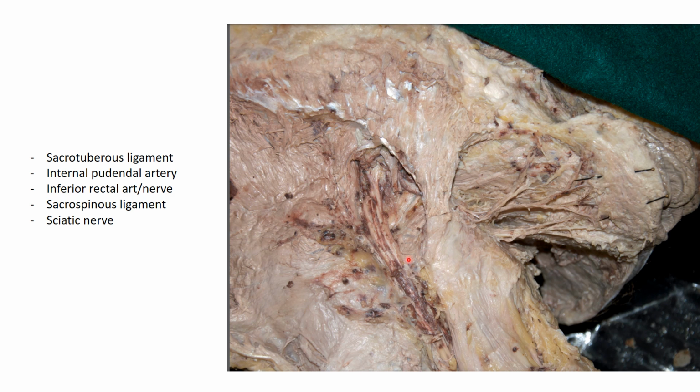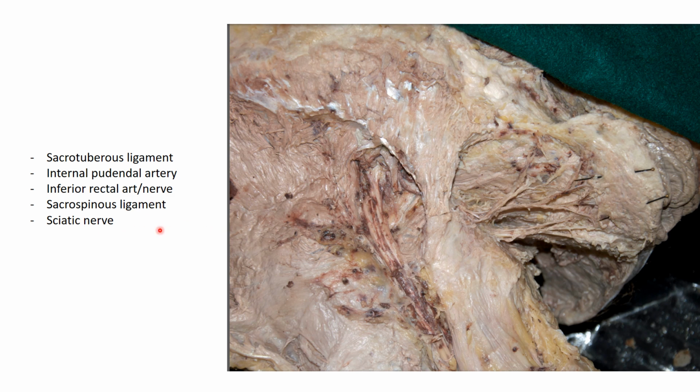So the ligament that goes from the ischial tuberosity, which is located here, to the sacrum, is your sacrotuberous ligament. Sacrotuberous ligament located here. The ligament that's located more internal, going from your ischial spine to your sacrum, is your sacrospinous ligament, highlighted here. So sacrotuberous ligament, sacrospinous ligament.